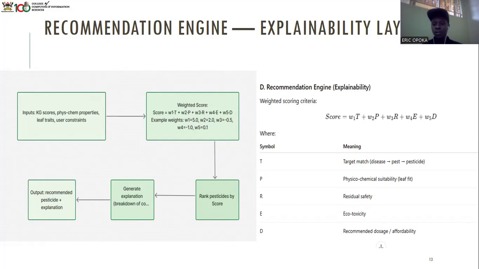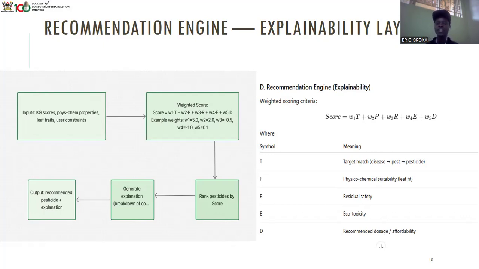Then the physiochemical stability. Physiochemical stability is more like the particular leaf has to be compatible with a particular pesticide, because in one way or the other, sometimes we might apply a particular pesticide which may destroy the particular leaf. So they have to match in terms of their chemical components. The chemical components of the leaf must match the ones of the pesticide so that it doesn't give any dire impact on the leaf.